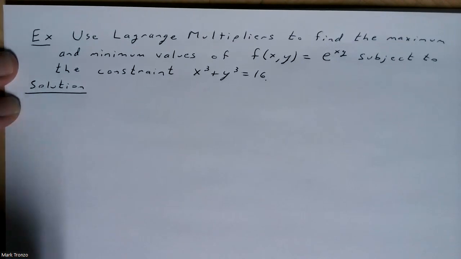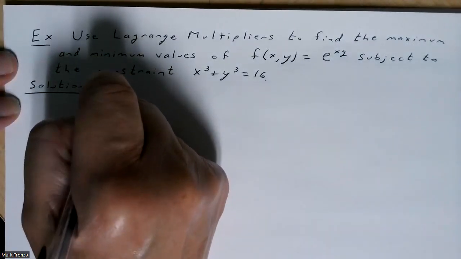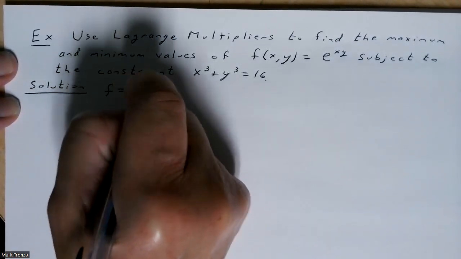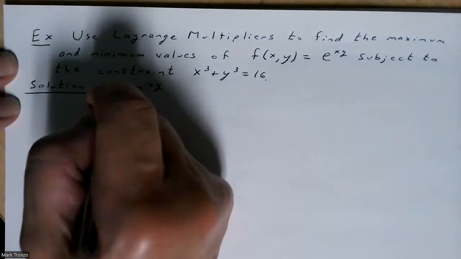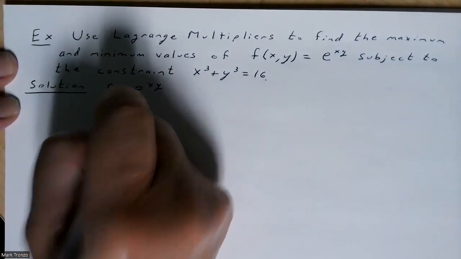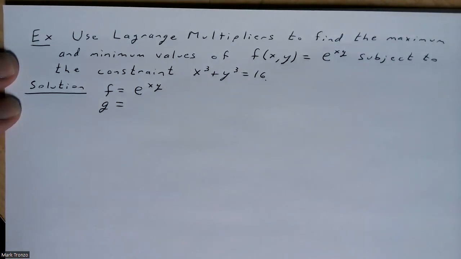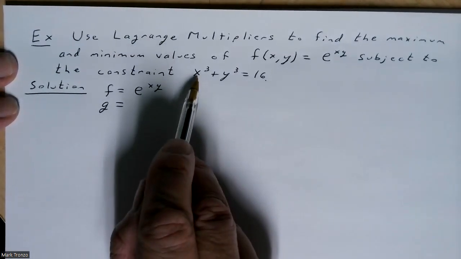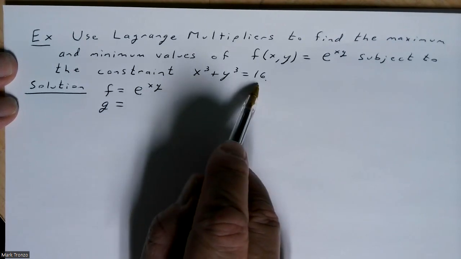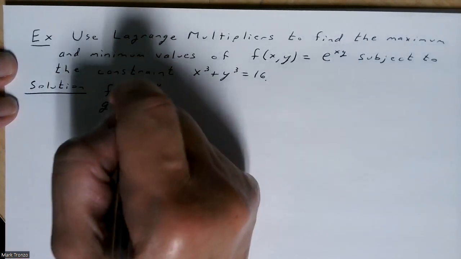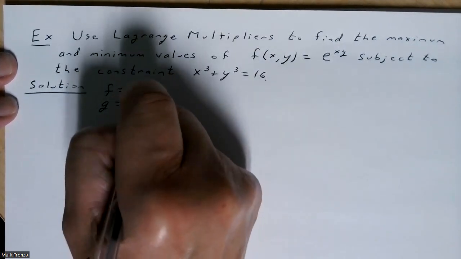So again, let's write down what our functions are. One is f equals e to the xy. The other one is g. That's our constraint. We always make g the constraint. And you can either write this as x cubed plus y cubed equals 16, or you can just set that all equal to 0.